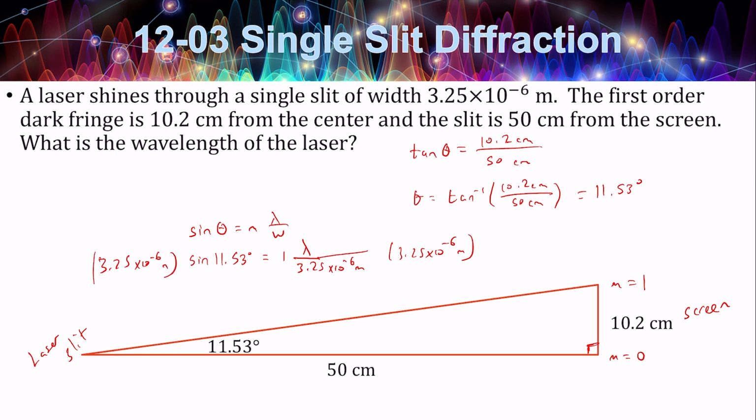And you end up with 6.50 times 10 to the negative 7 meters for lambda, which would be the same thing as 650 nanometers.